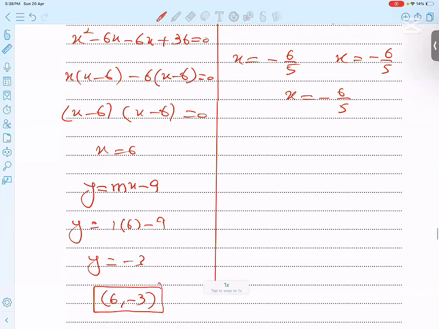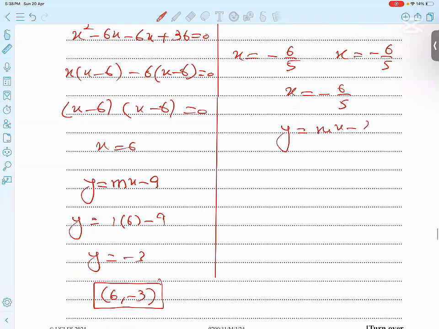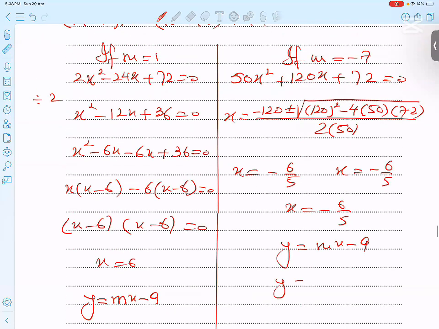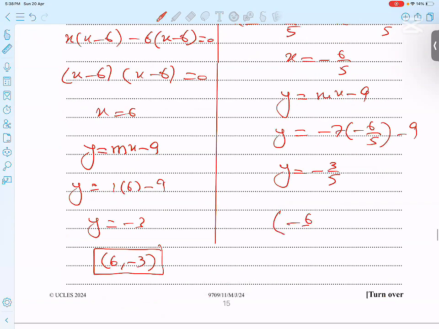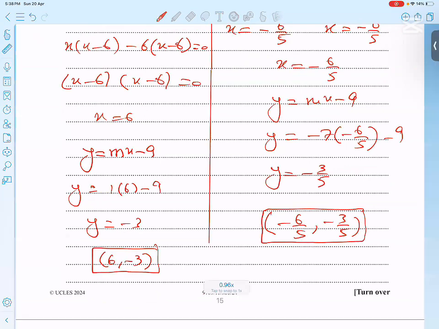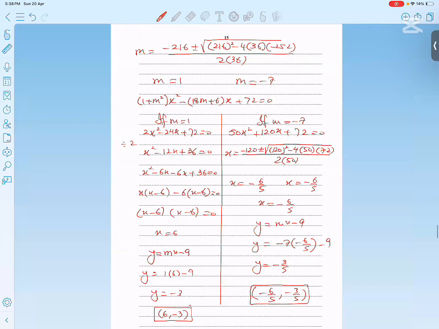Now I use the same value in y equals mx minus 9. This is the equation, and this time m is what? -7, and x is -6 over 5. So when I do it, 42 divided by 5 and minus 9. I repeat, 42 divided by 5 minus 9. I'm getting here -3 over 5. So finally, I got the answers -6/5 and -3/5. A lot of patience is required for this kind of question. I hope you got the point very clear. Okay.